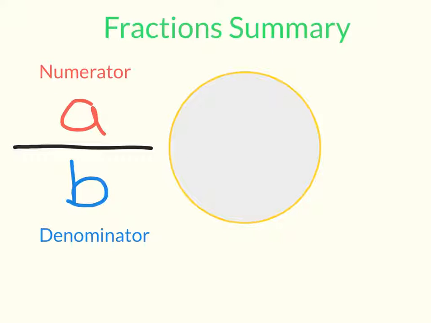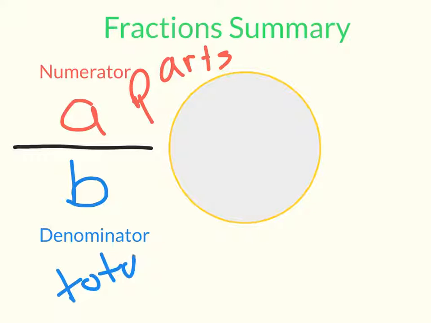In summary, today we learned that the numerator is on top, and it is the parts that you are considering, and that our denominator is our total number of parts. And we used our circle today to understand and draw out our fractions.